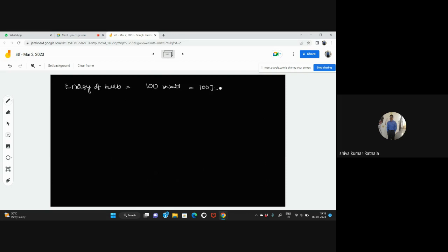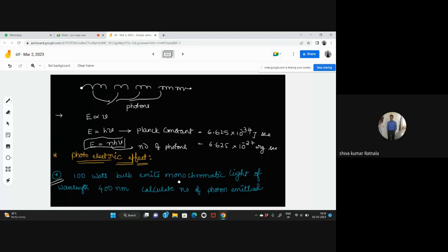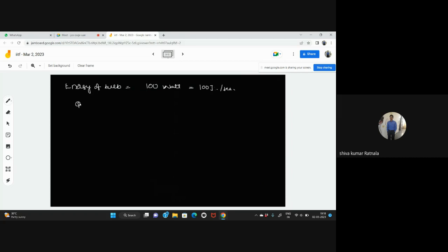Okay, 100 joules per second we can take. Go to the previous slide and the question. Next, what is it asking? A monochromatic light having a wavelength. That means a photon, a single quanta, wavelength is given.